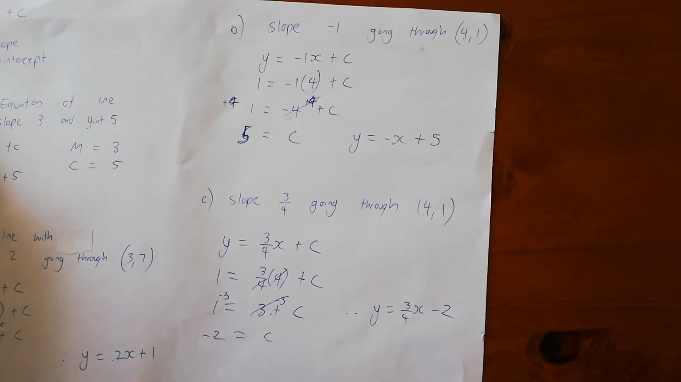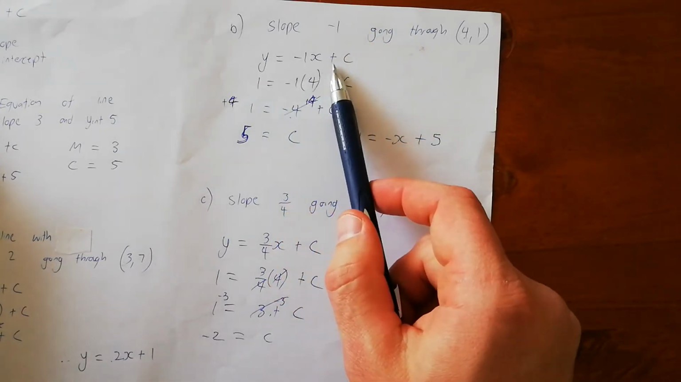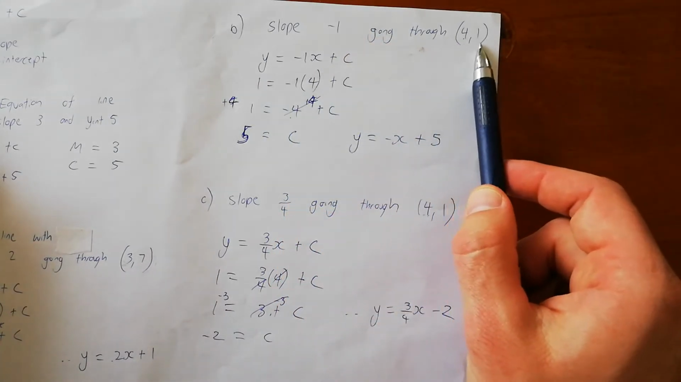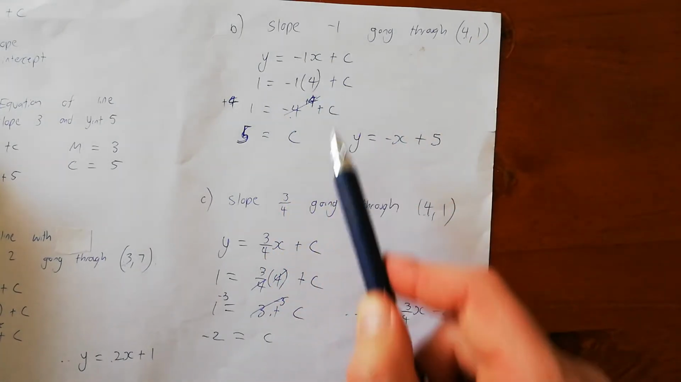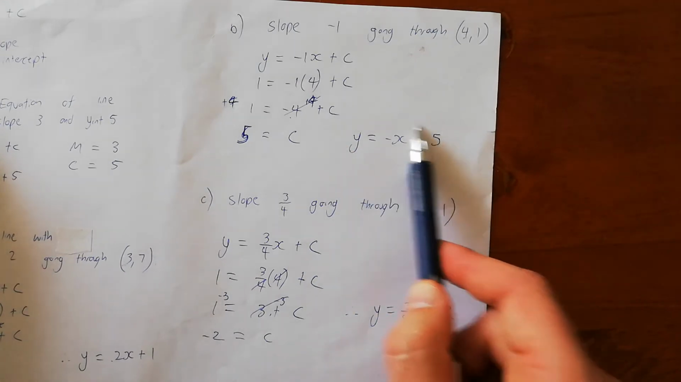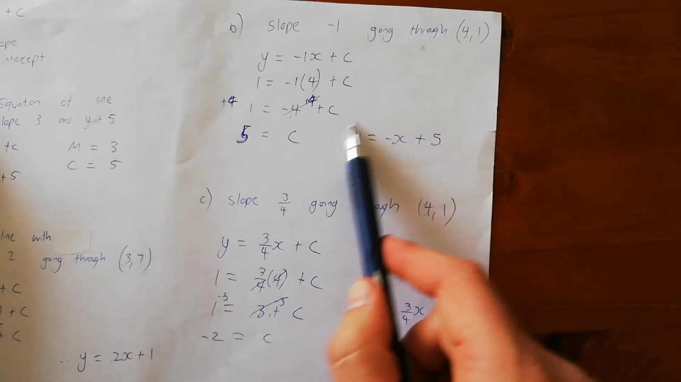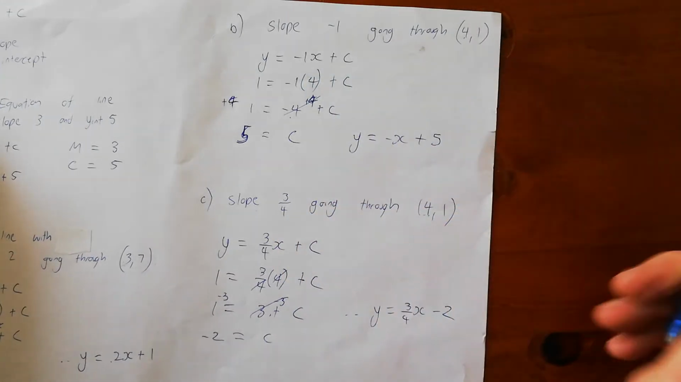What we have to do is we are given the slope, so we express it as y equals mx plus c, and then we take the coordinate that we're given and plug it in, and crunch it for the value c, and then we restate the equation of the line. Okay, so this is the equation that describes the line with these properties.